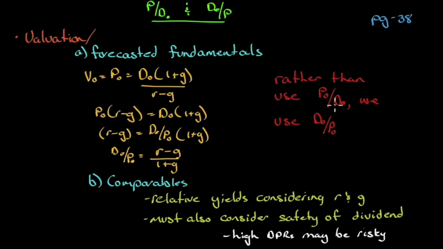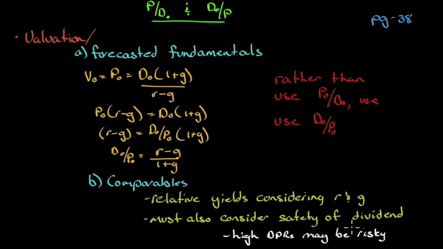Rather than use a price ratio of price to dividends, we use D over P, the dividend yield. For comparables, relative yields are compared, considering R and G, what we've just said here. And we must also consider the safety of the dividend. A high dividend payout ratio may be risky because it's unsustainable. It may signal a cut.